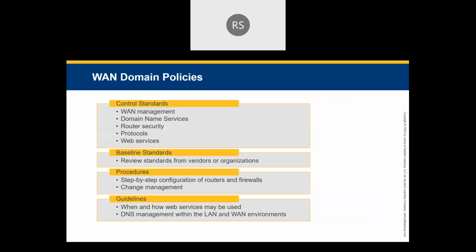Now, the guidelines in the WAN domain provide additional recommendations for specific areas of WAN operation and management. For example, they may define when and how web services can be used within a WAN environment, including security considerations and best practices. DNS management guidelines may cover configuration and security of DNS servers, both in the LAN and the WAN environments. That's to ensure reliable and secure name resolution.